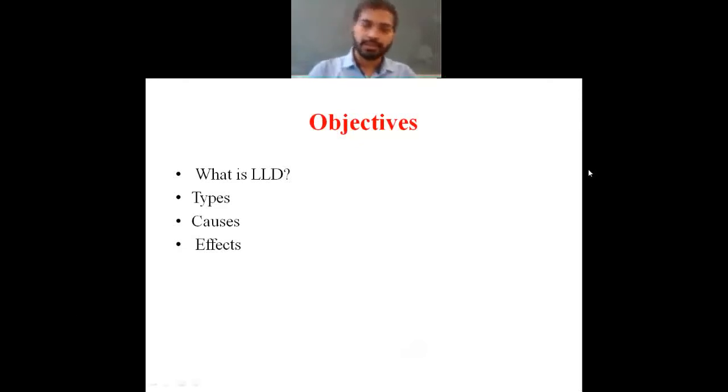Then causes also we'll discuss. Then effects also. I gave you some idea about the effects. Like in the spine, you will find scoliosis. Also how it will affect the hip joint, how it will affect the knee joint, how it will affect the foot also. I gave you some idea.